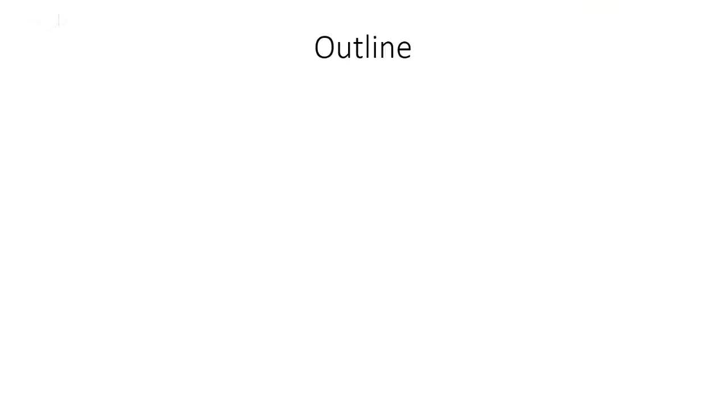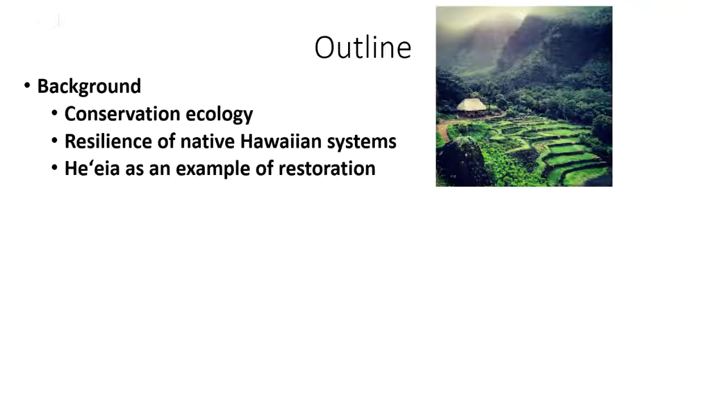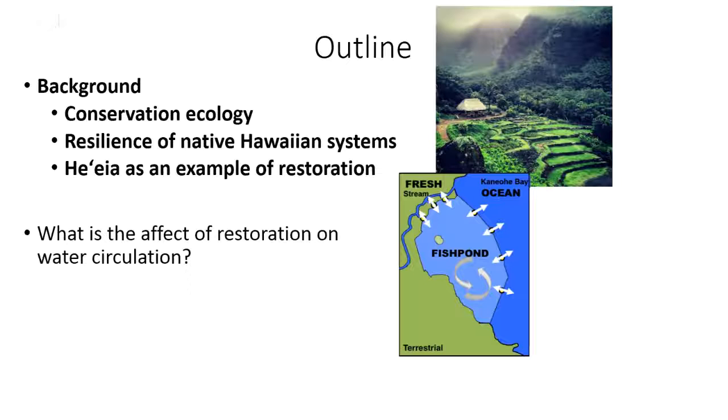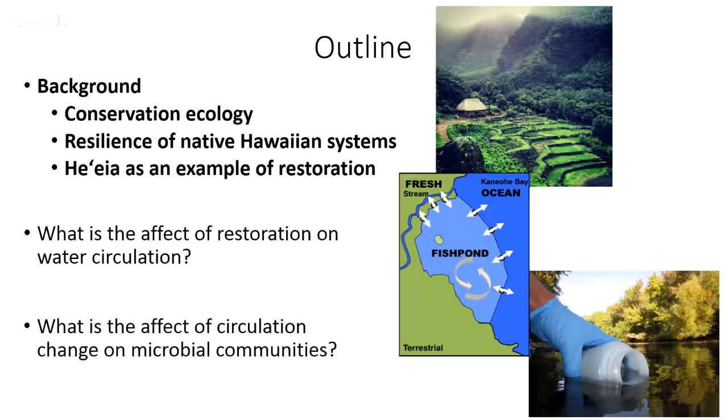First, I'm going to talk a little bit about the background in conservation ecology, which is the larger picture where my research fits in. I'm also going to talk about the resilience of native Hawaiian systems and Heʻeia Fishpond as an example of restoration. Then I'm going into my two major research questions: what is the effect of restoration on water circulation? And also, what is the effect of circulation change on water quality? This is measured by looking at microbial communities in the water.